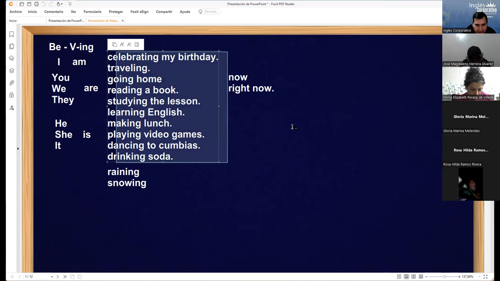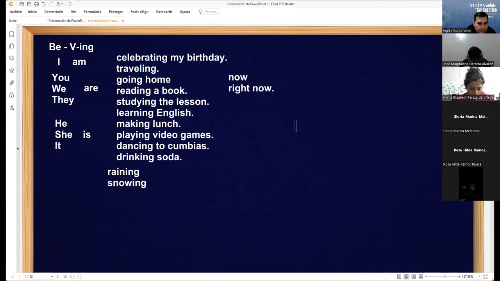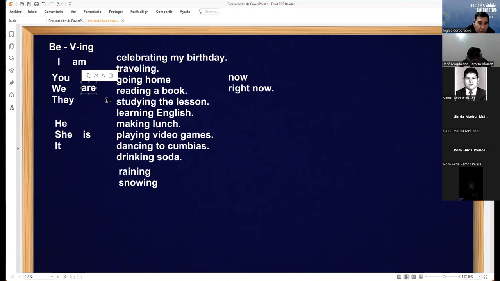Teacher, if we want to make it negative, what do you do to make it negative? You add not, right? Not. Are, and the contraction would be aren't. Right. So, you aren't going home now. We aren't reading a book. They aren't studying the lesson.